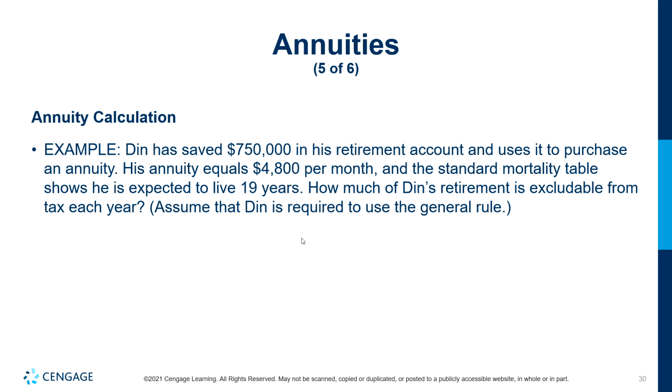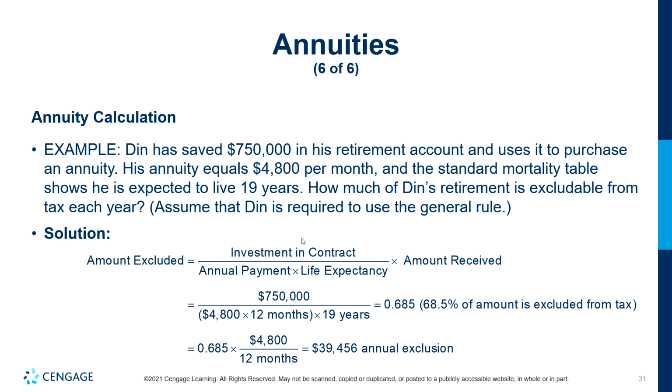In fact, I kind of want to go through it with this too. But how do we figure this out? Okay, formula: investment in contract, that happens to be $750,000. Annual payment is $4,800 since it's per month, times 12 months, times his mortality rate of 19 years. Okay, so this equals 0.685, or 68.5% of the amount is excluded from tax.